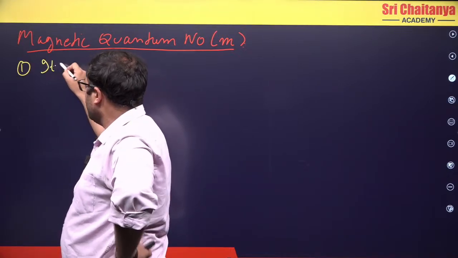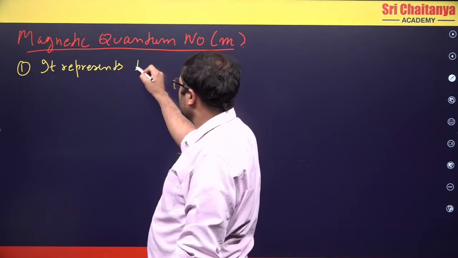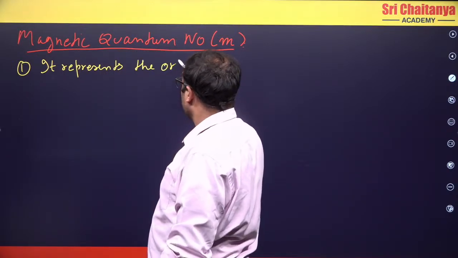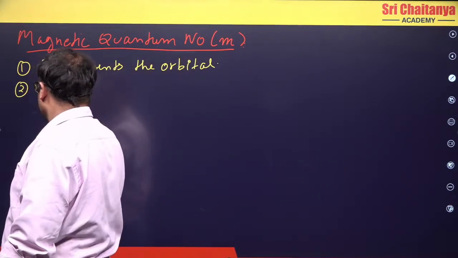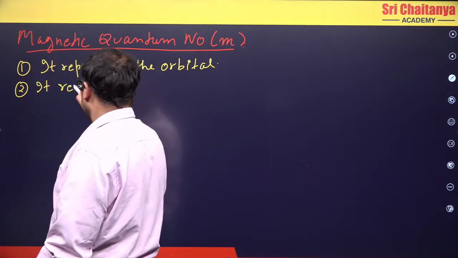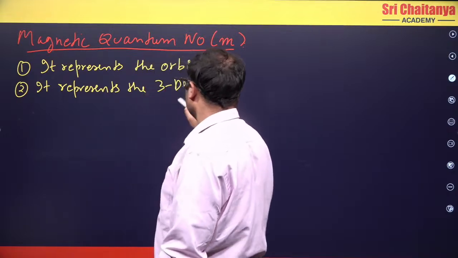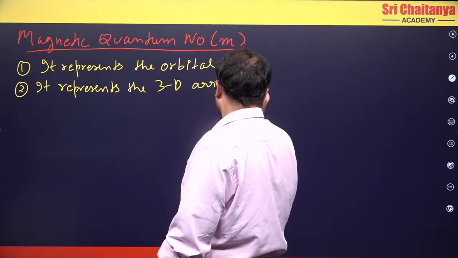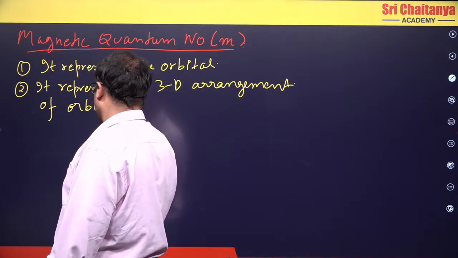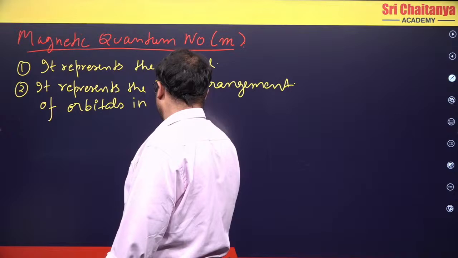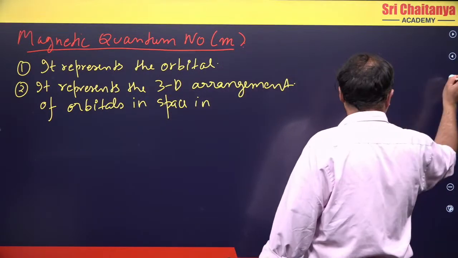So, what does it do? It represents the orbital, right? It represents the 3D arrangement of orbitals in space, right? In space.